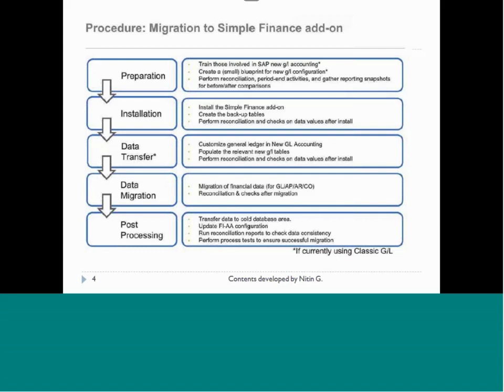Then once you are on new GL and your data is validated, and you have already said goodbye to classic GL, there is a step of migration. It says data migration. Migration of financial data for GL, AP, AR, CO. Reconciliation and checks after migration. There is an additional step I'll add here: fixed assets. So migration of financial data, GL, AP, AR, CO. Then another step, fixed assets migration, and then you do reconciliation.